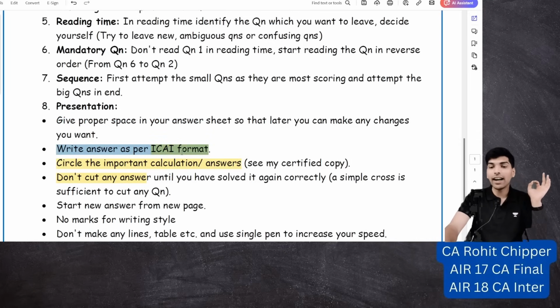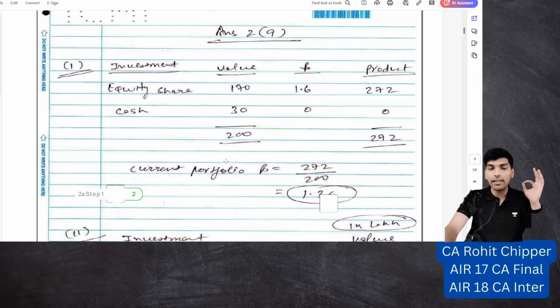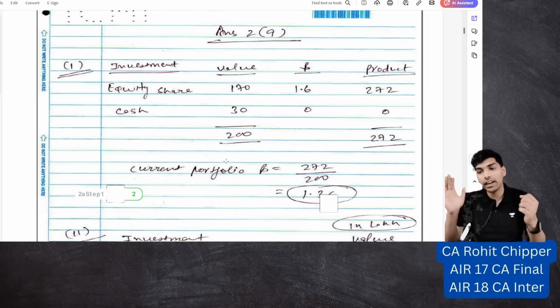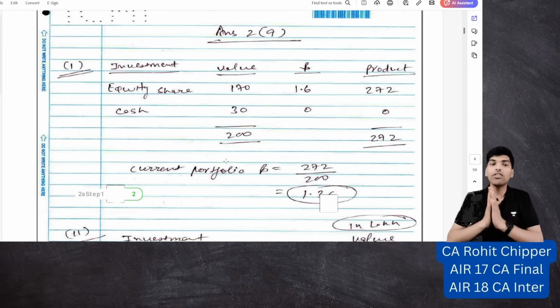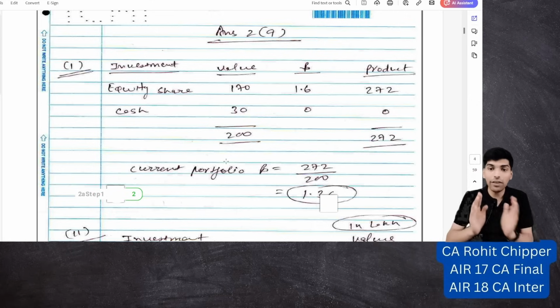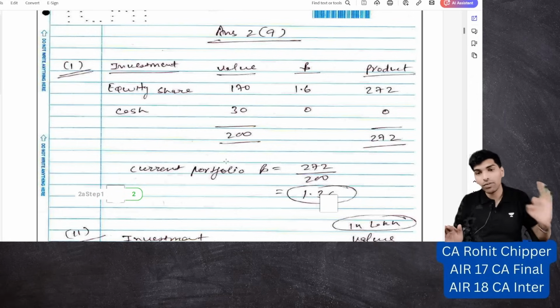Next thing is write answer as per ICAI format. So always try to answer the question in the same format which is there in your study material or in the suggested answer. Because the examiner who is checking your copy is matching your copy with the suggested answer which has been given to him. If the format is the same, it would be easy for him to match each and every step and you will get the full marks for each step.